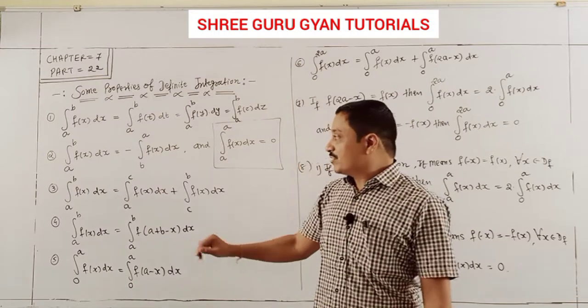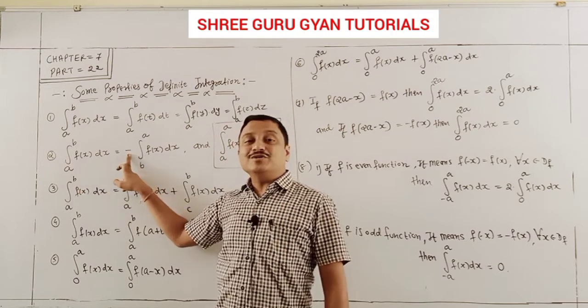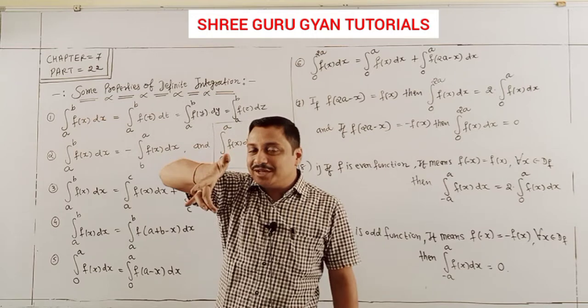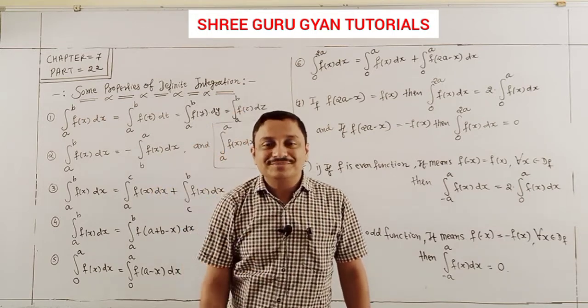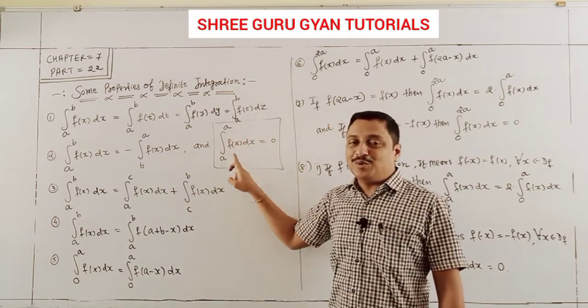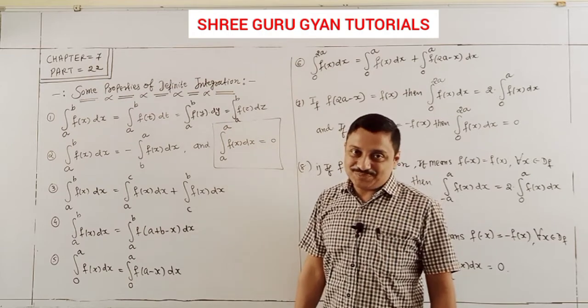Second property: integral a to b f(x) dx, take the minus outside, so the limit direction changes from a to b into b to a. I mean lower and upper limits change to upper and lower. And if both the upper and lower limits are the same, the answer becomes 0.